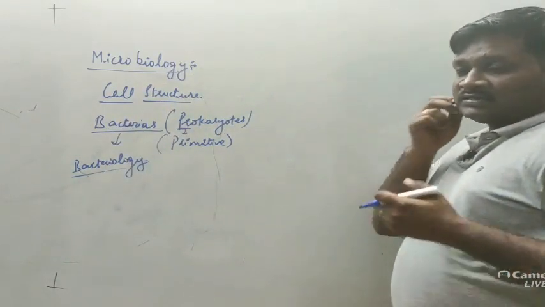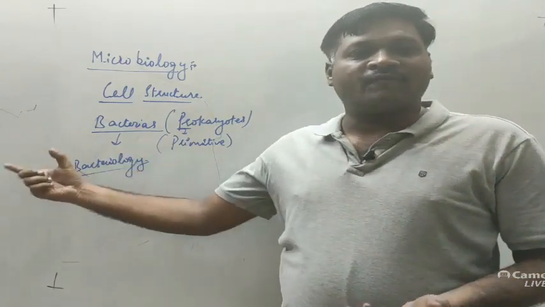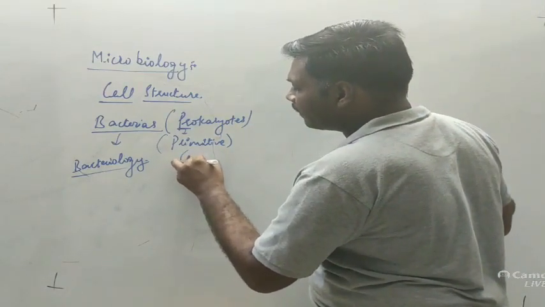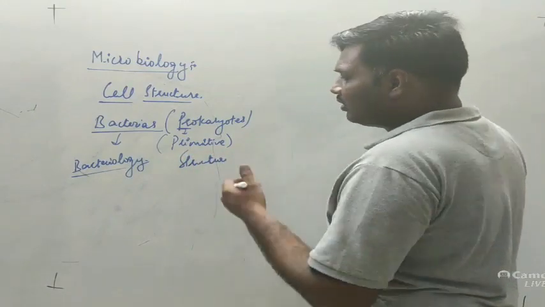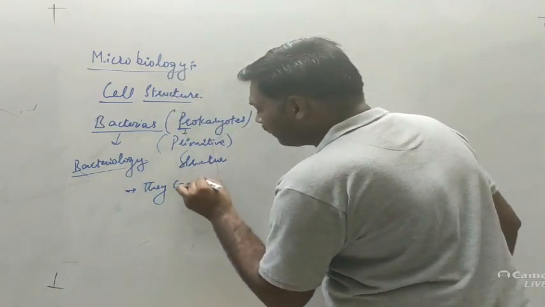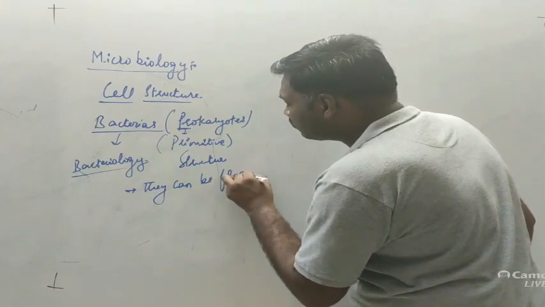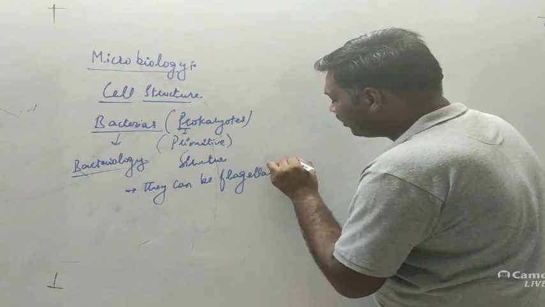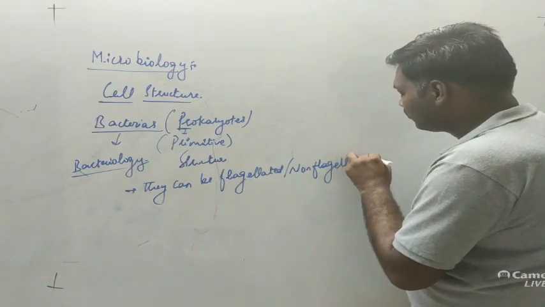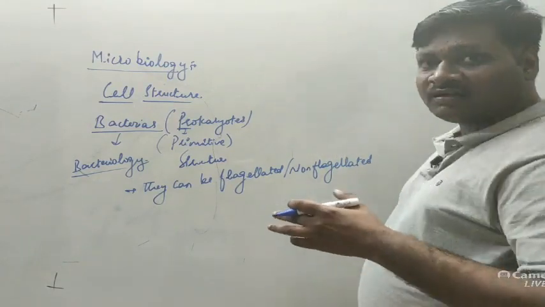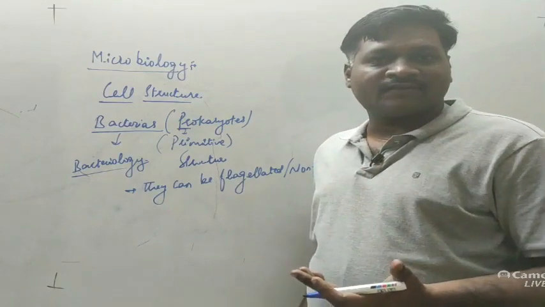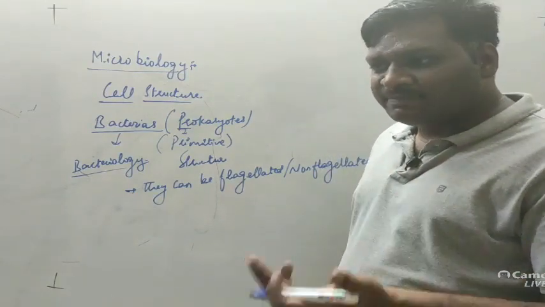Then some bacteria can be harmful, as we have discussed. They can be harmful, they can be useful. So they have the primitive structure. Now they can be flagellated or non-flagellated. They consist of the cilia on their surface. Then they consist of the pili. Pili may be present or absent.